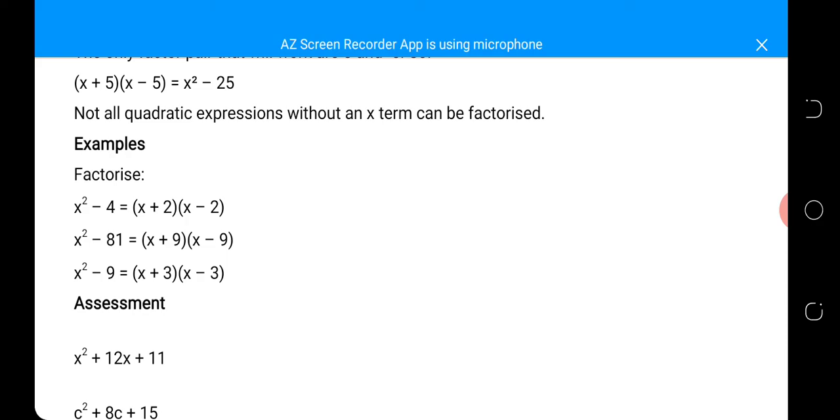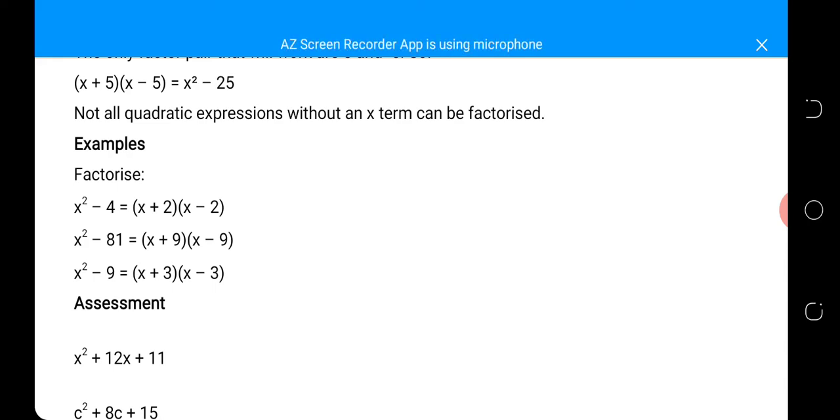Then example 3. x squared minus 9 is equal to x plus 3 into x minus 3. How come this is so? x squared minus 9 is also the difference of two squares. So open the two brackets, put x in the first bracket, put x in the second bracket.